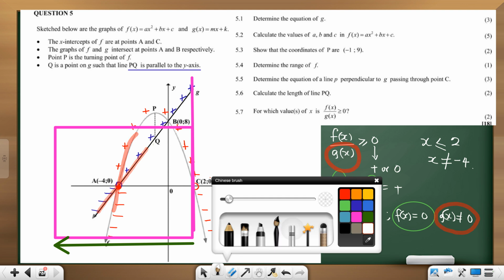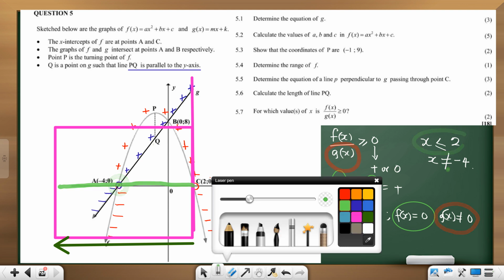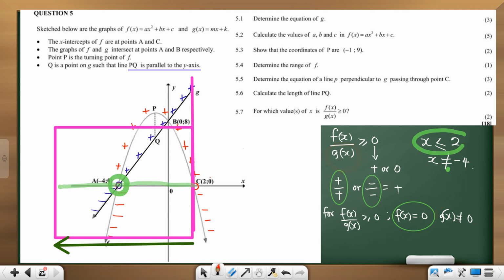Why? If I leave my answer as x is less than or equal to 2, it includes all of these values, but not here. At this point, g of x is equal to 0, and if I divide by 0, I'll get undefined. So my answer will finally be x is less than or equal to 2, but x is not equal to negative 4, and x is an element of real numbers.